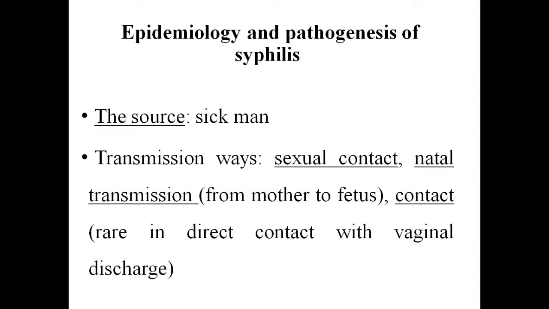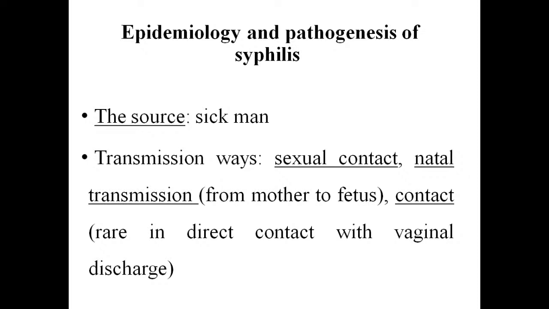Firstly, I should say that it's very rare, for example in direct contact with vaginal discharge. Why is it so rare? Actually, Treponema pallidum are not resistant in the environment. If Treponema pallidum is present in the environment with vaginal discharge or penile discharge, bacteria are dried by air during some minutes, after 10 minutes. So these bacteria die during a short period.